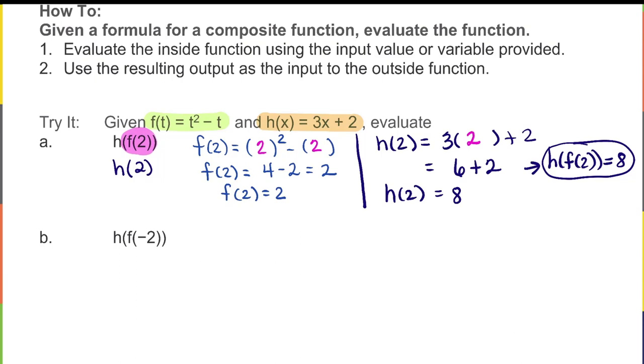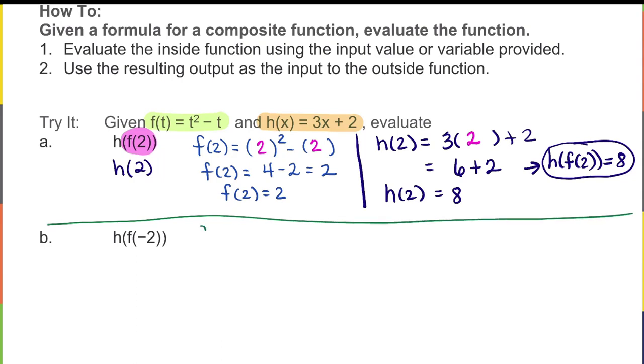Okay, so hopefully you had a chance to try to work this on your own. So h of f of negative 2. So we're going to start by finding f of negative 2. And f is t squared minus t. And everywhere I see a t, I put a parenthesis. And inside the parenthesis, I'm going to put negative 2.